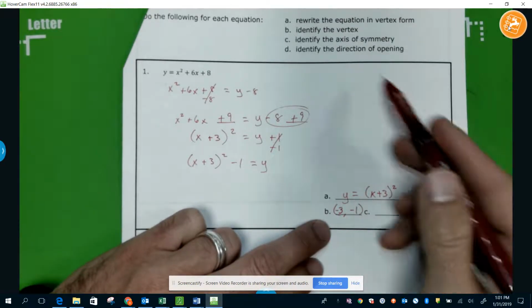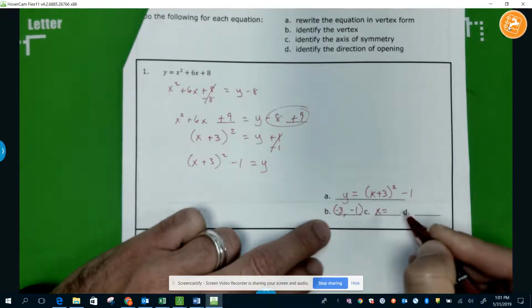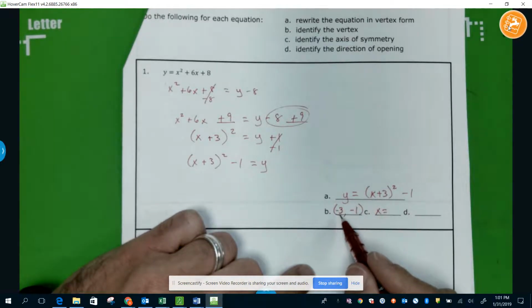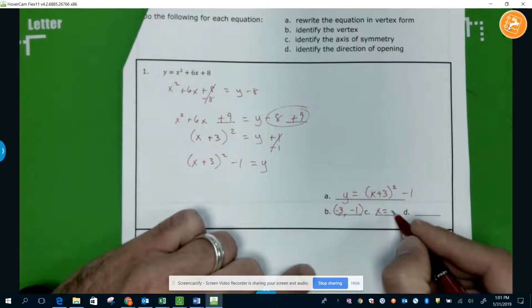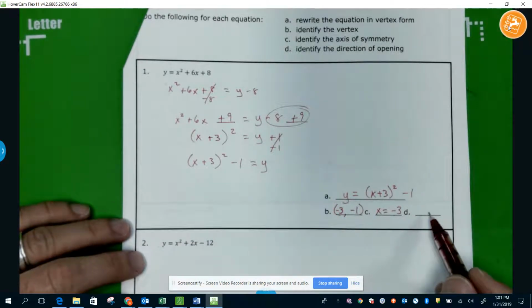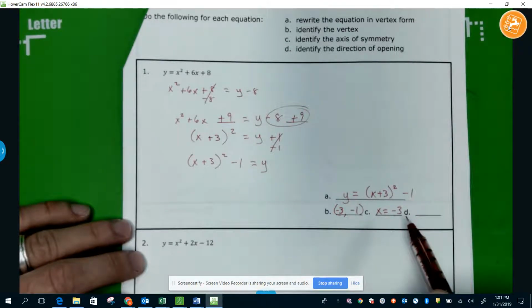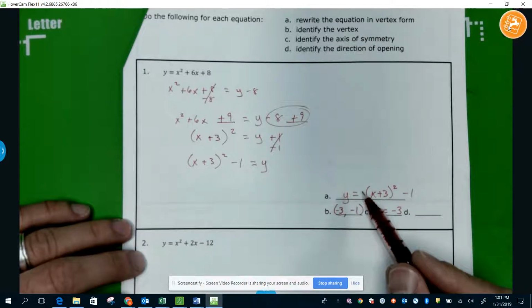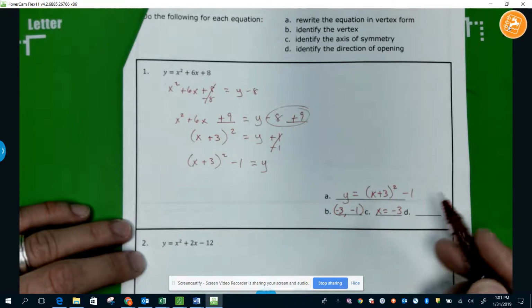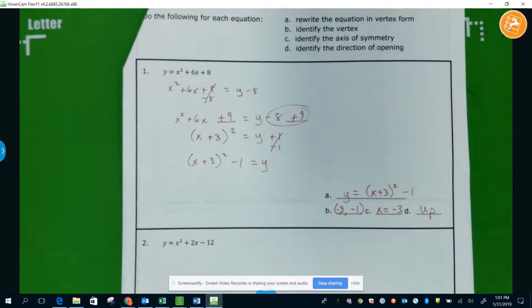Now the axis of symmetry, that's the letter C that we're going to fill in the blank here, always has to be x equals. And then we look at the x value of our vertex. Here, the x value of the vertex is negative 3, so that's my axis of symmetry. And last but not least, the direction of opening, we look at the a value, whatever number is out in front of our parenthesis. Here, there's not a number out front, so really there's an invisible 1. And since it's positive, that means our parabola is going to open upwards.